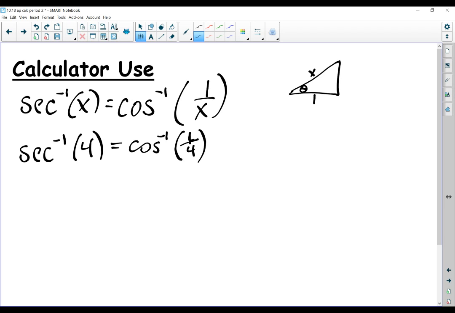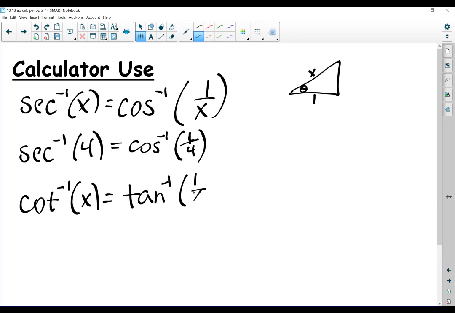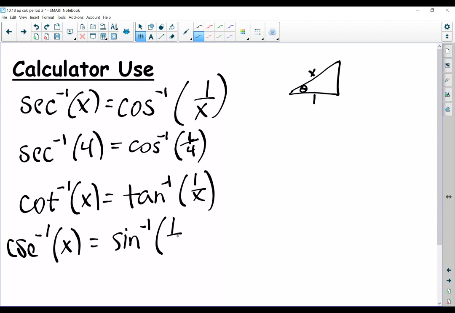Same thing for the other ones. So inverse cotangent of x is just the same thing as inverse tangent of 1 over x. Inverse cosecant of x is just inverse sine of 1 over x. So these are how you have to type them in the calculator. And those are the inverse trig functions.